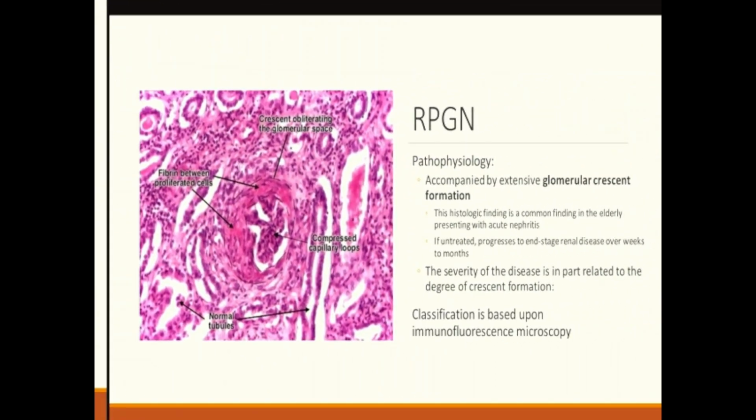So we talked about they get these glomerular crescent shapes, and let me do it in yellow. Okay. That is the crescent shape that changes on histology with rapidly progressive glomerulonephritis. So if you hear any questions about crescent-shaped cells, think RPGN is the answer. Again, common finding in elderly patients with acute nephritis. If untreated, goes to end-stage renal disease.